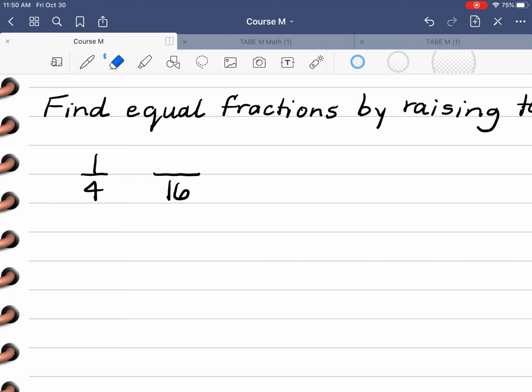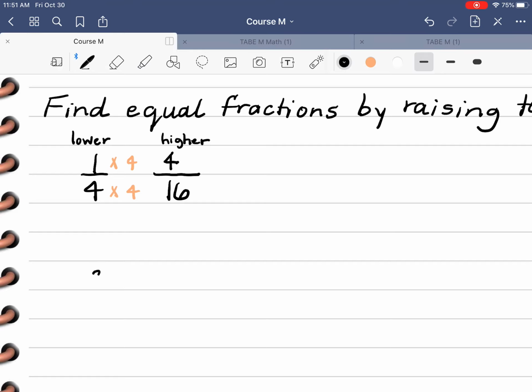So take out your equal sign, and I like to change colors here. 4 times 4 is 16. So 1 times the same 4 is 4. That's the same thing. 1 times 4 is 4. So the higher terms is 4/16. The lower terms is 1/4.